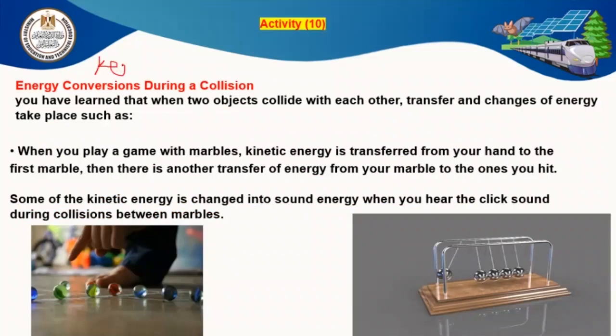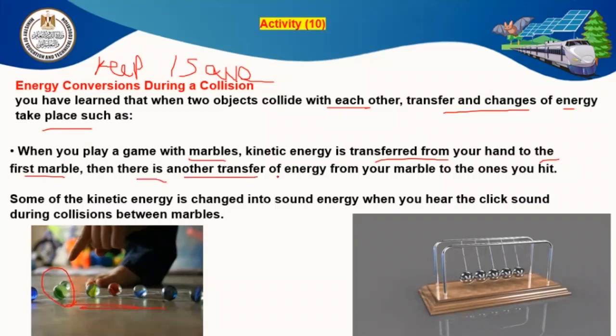Energy conversion during a collision. Convert means change. What happened to the energy during a collision? You have learned that when two objects collide with each other, transfer and change of energy take place, such as when you play a game with marbles. This game is called marbles. Kinetic energy is transferred, meaning it moves from your hand to the first marble. Then there is another transfer of energy from your marble to the ones you hit.